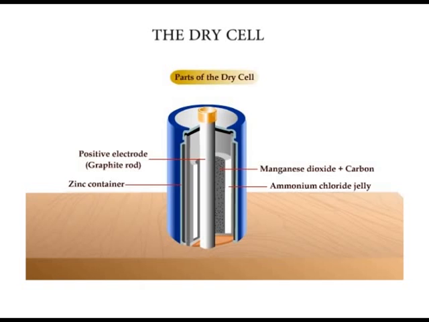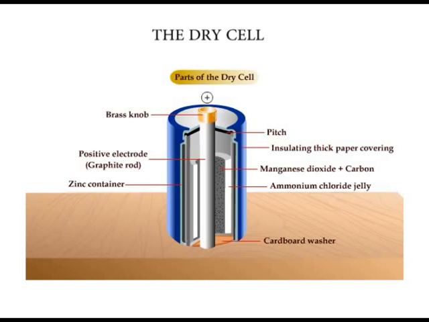The jelly is prevented from drying up by sealing the top of the cell with a pitch. A cardboard washer is used to prevent the graphite rod from coming in contact with the zinc can. This is referred to as the spacer. The zinc can is surrounded by an insulating thick paper covering. The positive terminal of the cell is the brass knob at the top, while the negative terminal is at the base.